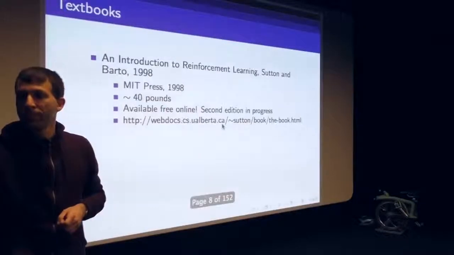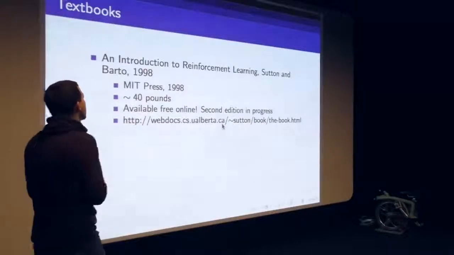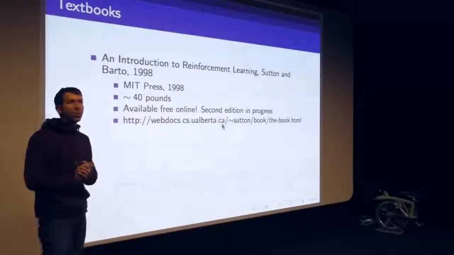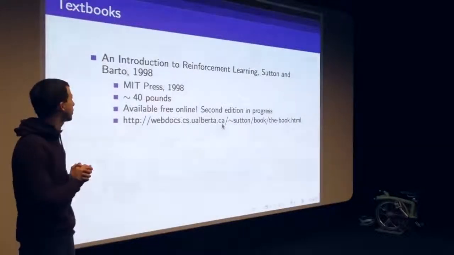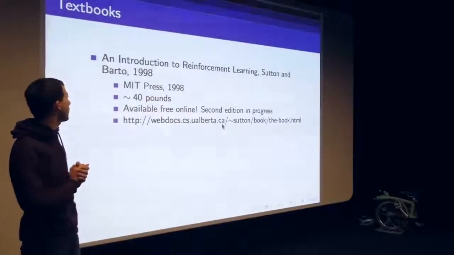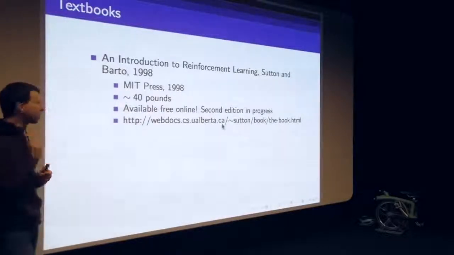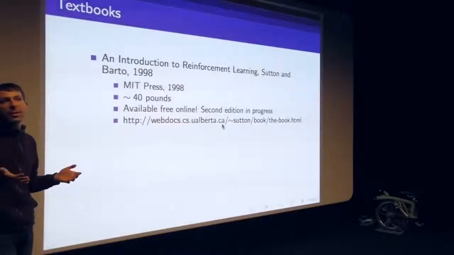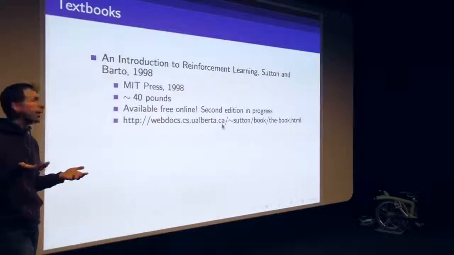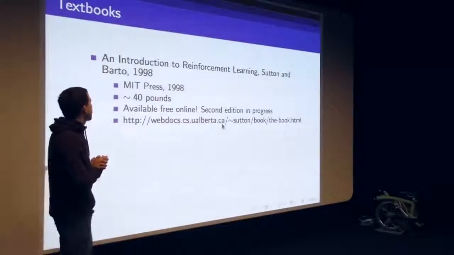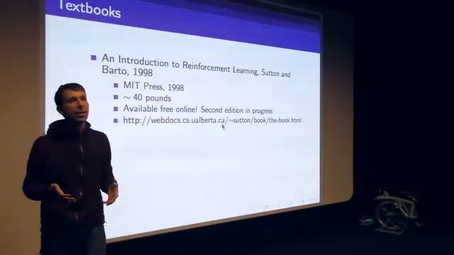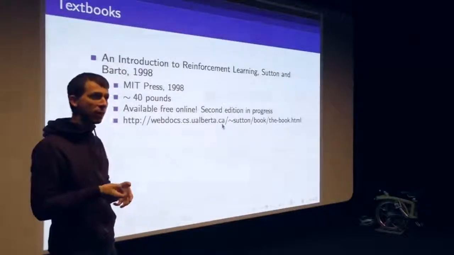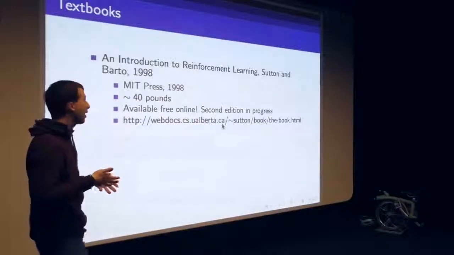So textbooks. The main textbook which we'll be semi-following on this course is called An Introduction to Reinforcement Learning by Rich Sutton and Andy Barto. This book is considered the seminal textbook for reinforcement learning. It's actually available free online. And in fact, Rich Sutton is currently working on a second edition to the book, which is also available online in its current draft.